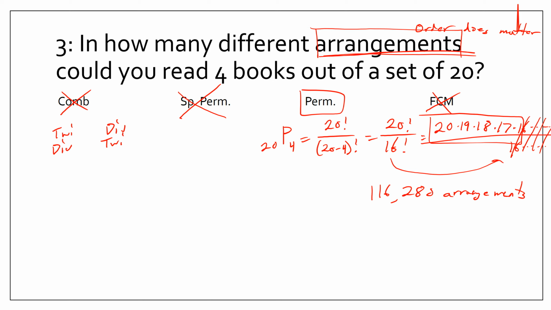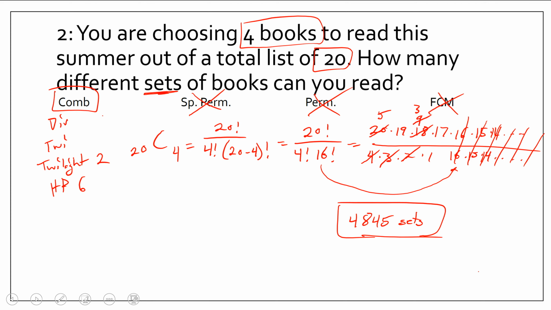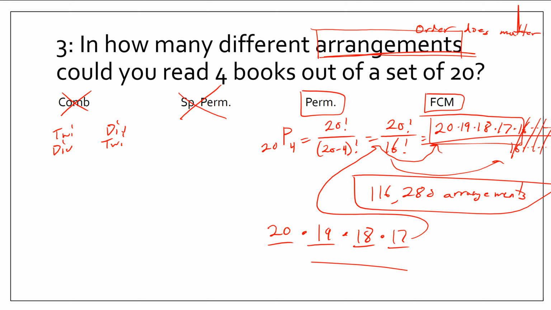So notice how many more arrangements there are than sets, and that is because with sets order doesn't matter. Here order does matter. Now what you could also do is you could also do this in the style of the fundamental counting principle or fundamental counting method. There would be 4 slots since you're choosing 4 books. For my first book, I have 20. For my second book, I would have 19 because I already chose one book. For my third book, I'd have 18 because I already chose the first two books. And for the fourth book, I would have 17 because I already chose the first three books. And notice that's exactly the same as this.